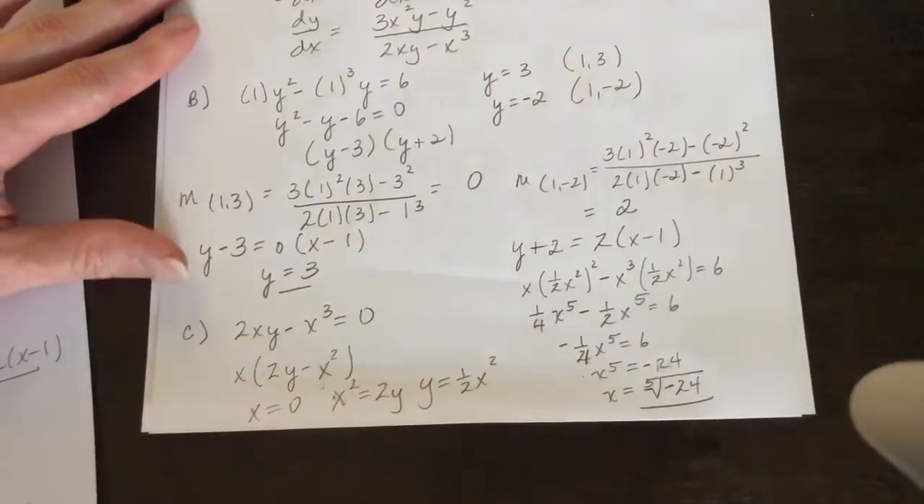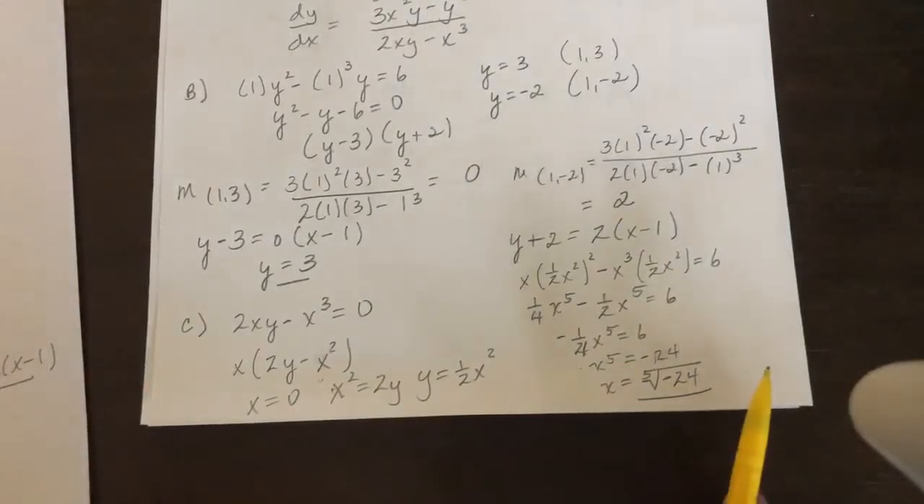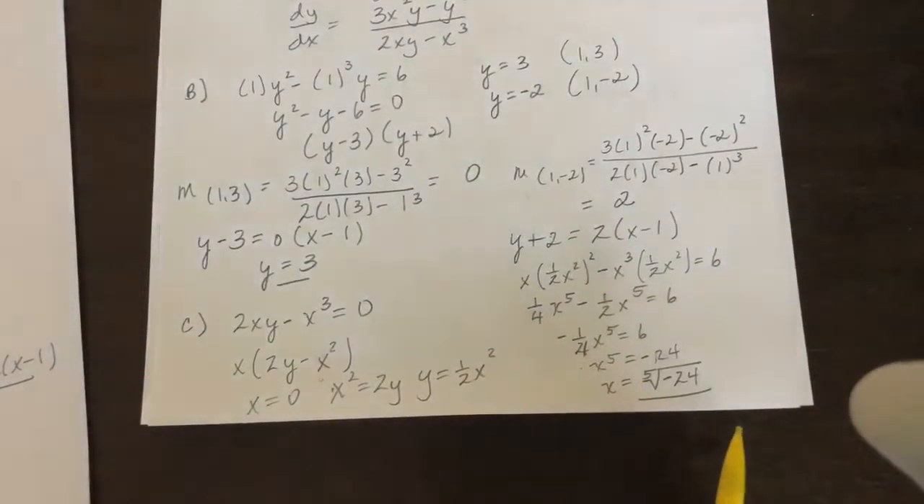Okay, and that's what your answer comes out to be. So that's the x coordinate where the tangent line is vertical.